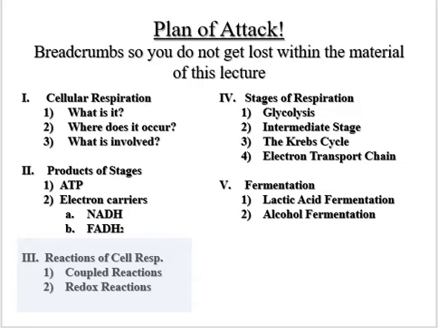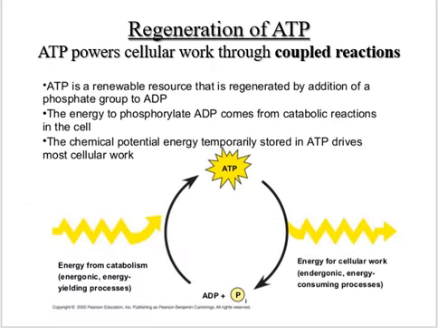There are 2 major reactions that are occurring in cell respiration. One are coupled reactions, and the other are redox reactions. Now, coupled reactions refer to a system of reactions that are linked by some sort of energy shuttle. And in this case, ATP serves as an energy shuttle. ATP powers a lot of cellular work by coupling exergonic and endergonic reactions.